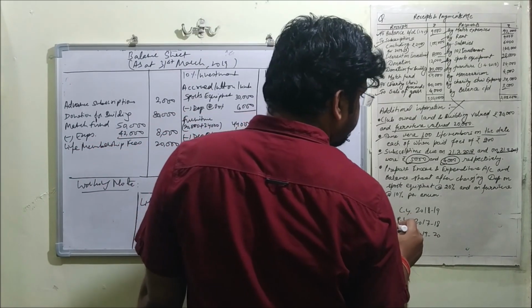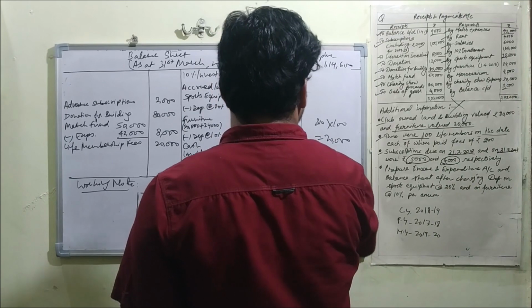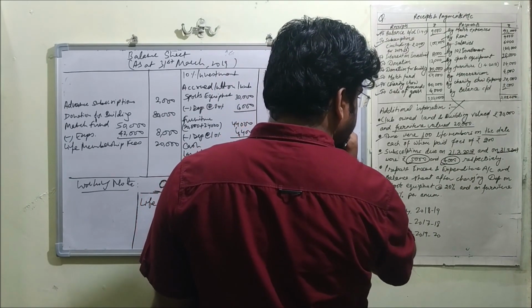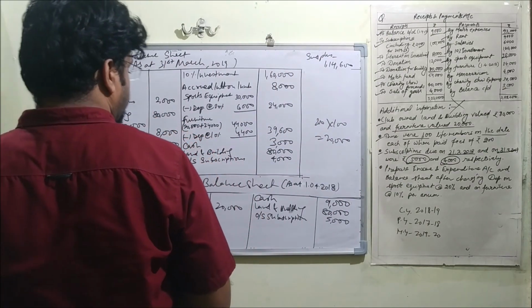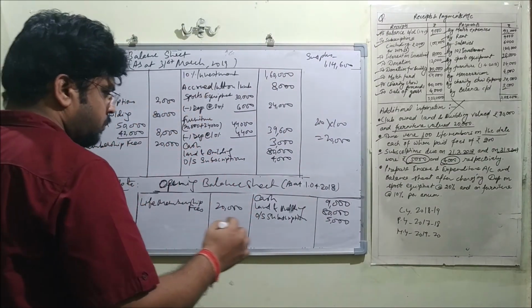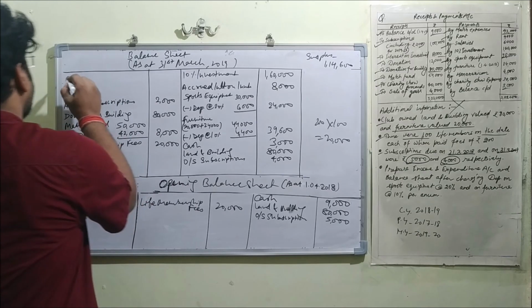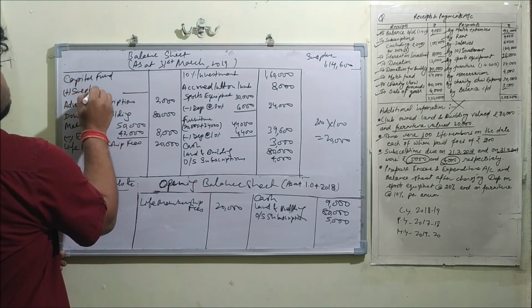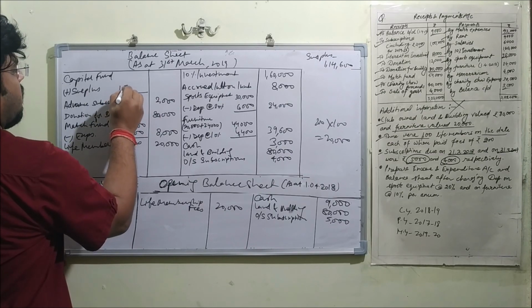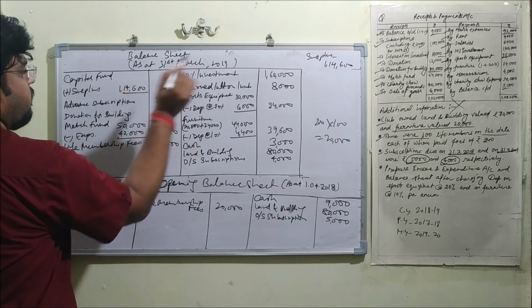Now, what else is left? Everything's done, I think. Accrued interest we have mentioned. Anything we miss? I don't think so. Let's check once again. Everything has been mentioned here. Okay, now let's make a total because we need capital fund here, right? And then we will add surplus to that. And what is our surplus? 1,14,600. I have written there.